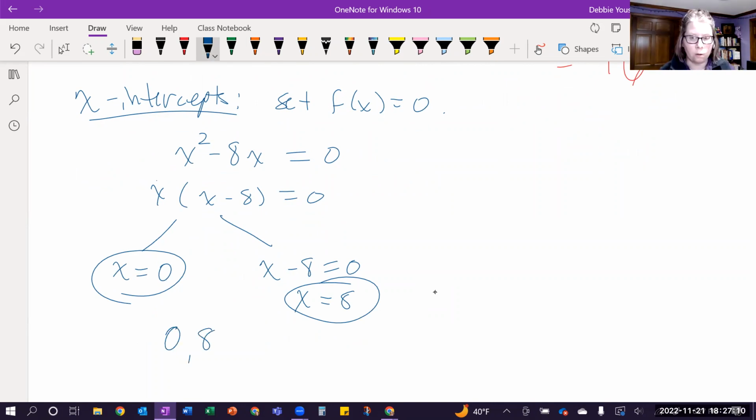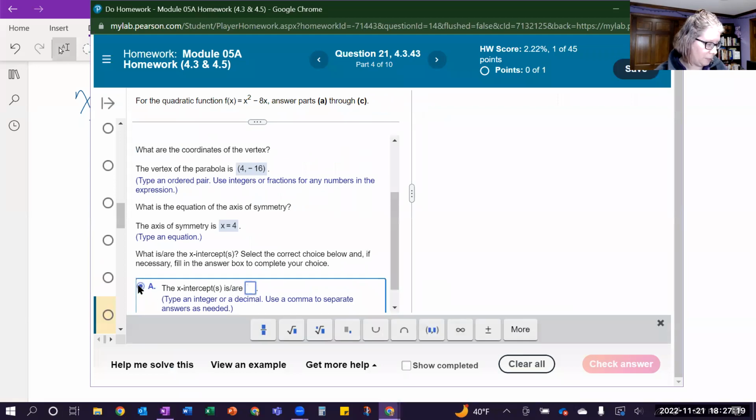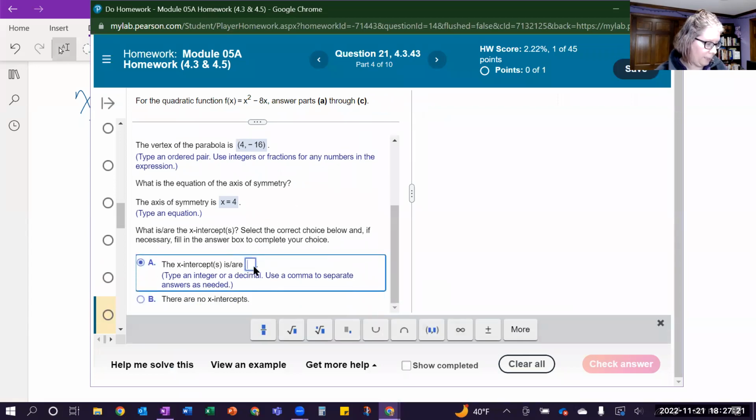They can be in any order, but I need to make sure I have them separated by a comma. So I'm going to go back over, and I'm going to select A. And then it says just type an integer or a decimal. Notice it doesn't say type x equals. It's just type the number. So 0, I have more than 1, so I'm going to use a comma, and then 8.